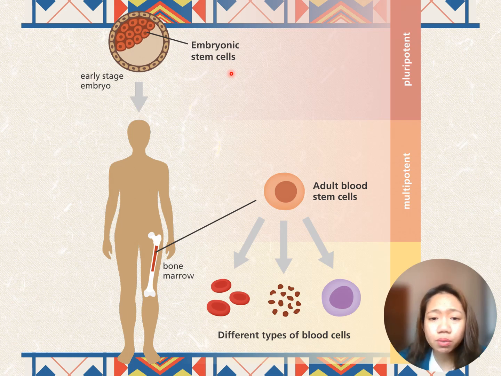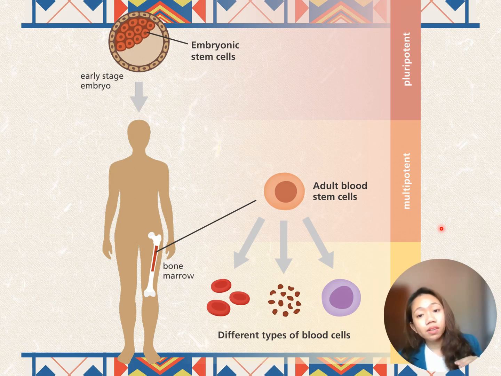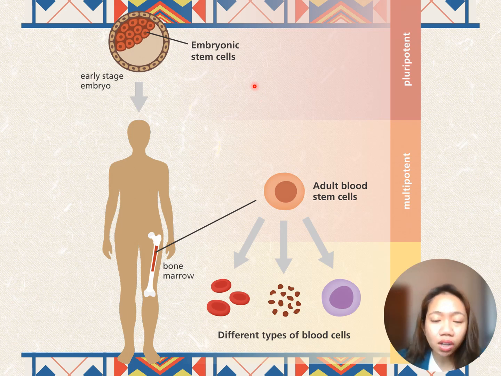Now, in the adult human body, there are still cells that are multipotent, meaning they can still differentiate into different types of cells, but are quite limited. It's not like embryonic stem cells, which have unlimited potential. Multipotent cells can only differentiate into specific types.